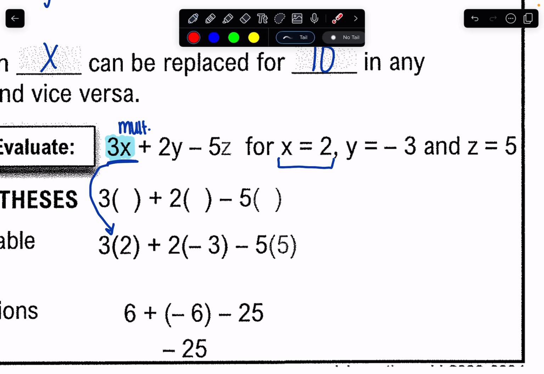So therefore, when I replace it with a number, I need to make sure that I actually use parentheses, because otherwise it would look like this. Otherwise, if I didn't, it would just look like 32. And then we would think that number is 32. That's not what that's saying. 3 times 2 is 6. So this is wrong, right? It's not 32. We have to show that multiplication with parentheses, okay?